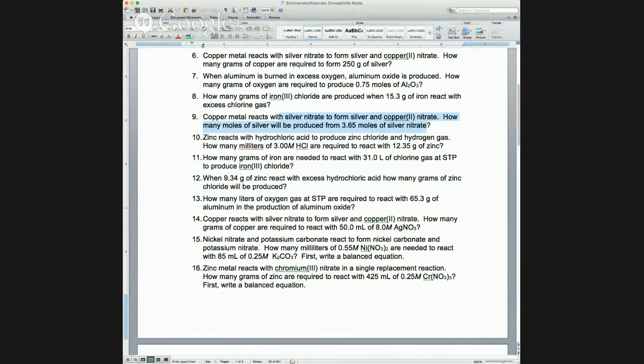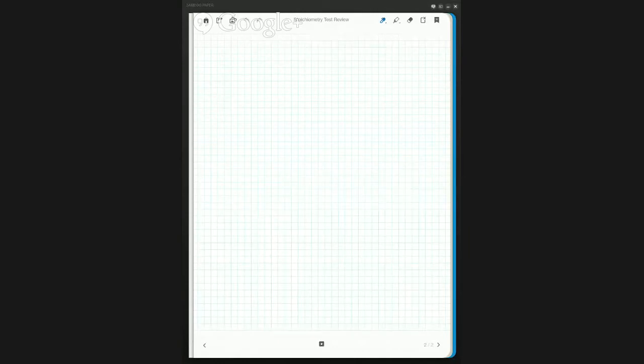Copper metal reacts with silver nitrate to form silver and copper 2 nitrate. How many moles of silver will be produced from 3.65 moles of silver nitrate? So you have moles of silver nitrate, and you want to know how many moles of silver you're going to produce. Let's go ahead and share that. All right. And to do this, you need a balanced equation.